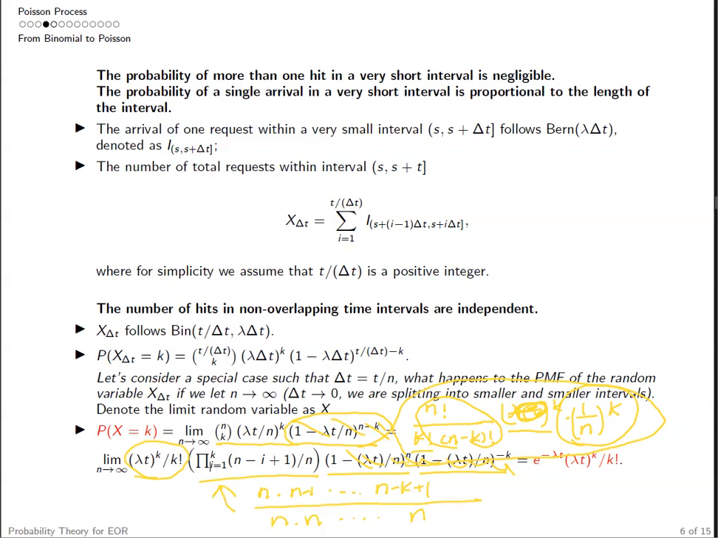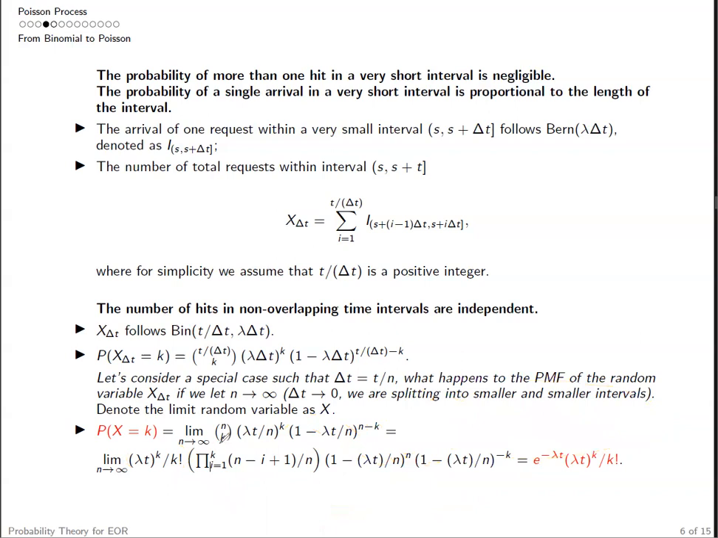Now from this formula, we get this one. What happens to the limit if n goes to infinity? Well, this one remains the same. This one, if you take a look, k is a fixed number, and for each of them, when n grows larger and larger, they are all equal to 1. So there are k ones multiplied together. The second term is essentially 1.